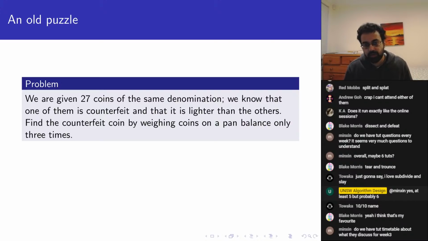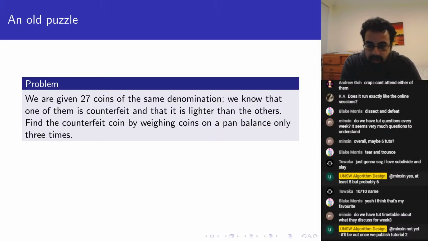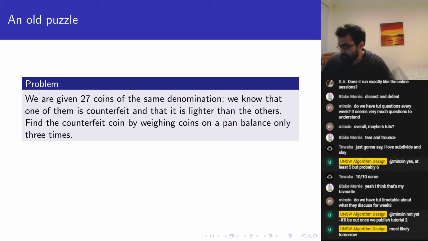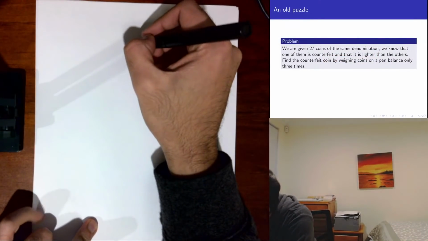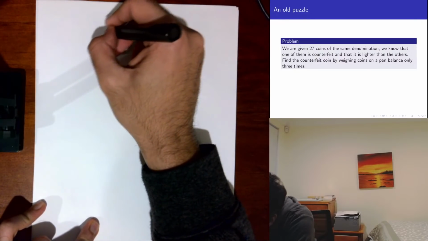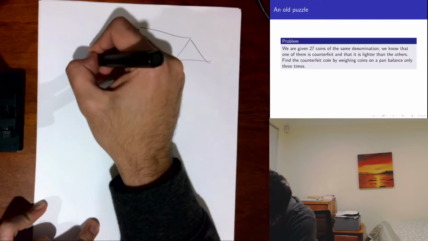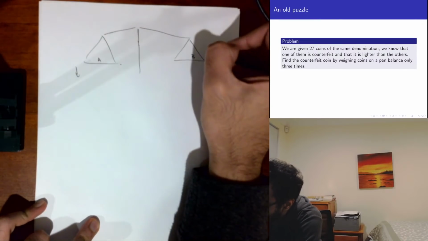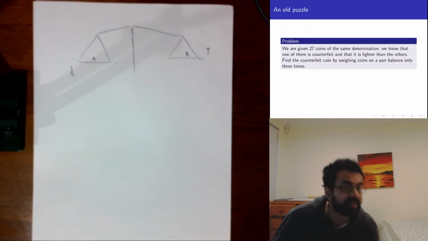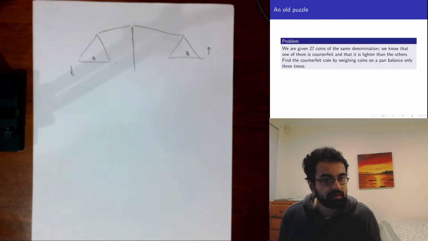Let's get some suggestions from the chat. How would you do this? So when I say pan balance, what I mean is we have this kind of setup, I can put some stuff in pile A, and I can put some stuff in pile B, and whichever one is heavier will drop, and whichever side is lighter, that will rise.